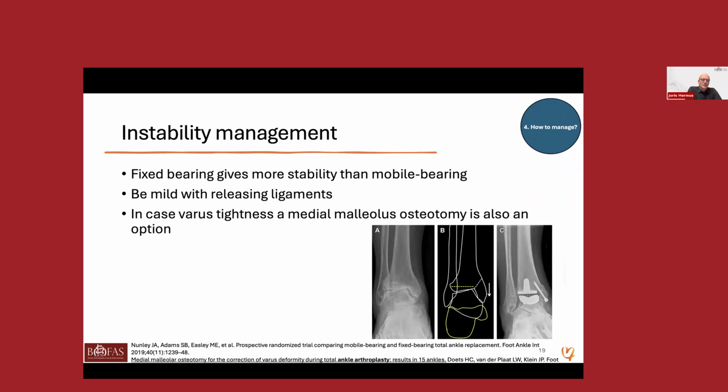Instability management, in general: fixed bearing gives a bit more stability than mobile bearing. For sure, sometimes it's necessary to release the ligaments, but also look in general at what it does overall. Sometimes I learned this technique from Doets. There are several ways to address the varus tightness or the balancing perioperatively, but a medial malleolus osteotomy is also an option.